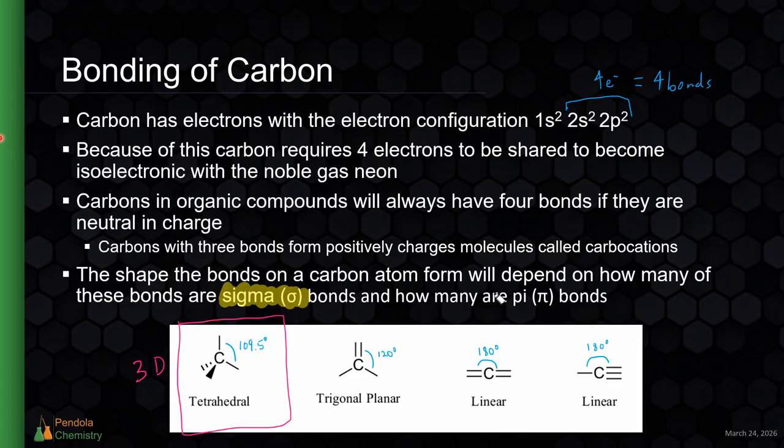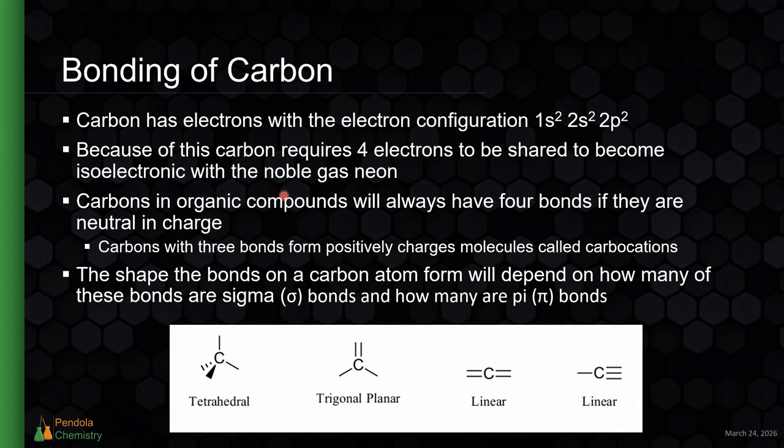So remember, sigma bonds and pi bonds are something we discussed earlier in the year. Sigma bonds are going to happen whenever we have a single bond, as well as one of a double or triple bond, and then the pi bond is going to happen for everything other than that sigma bond in double and triple bonding. So let's dive a little more in depth into that idea of sigma and pi bonding in an organic compound.